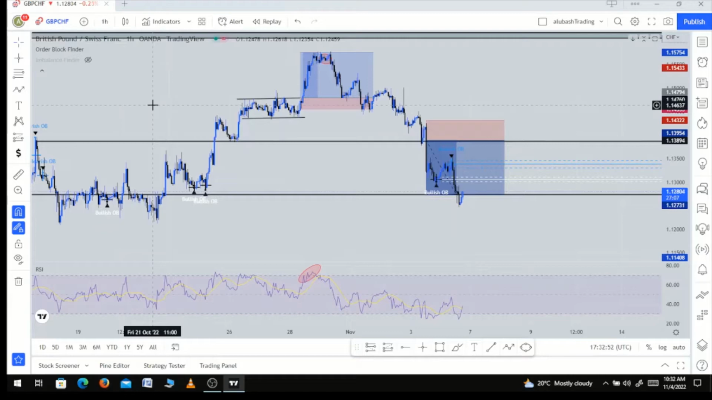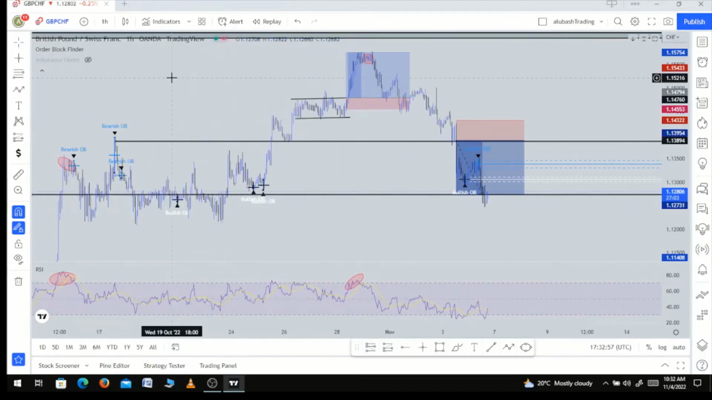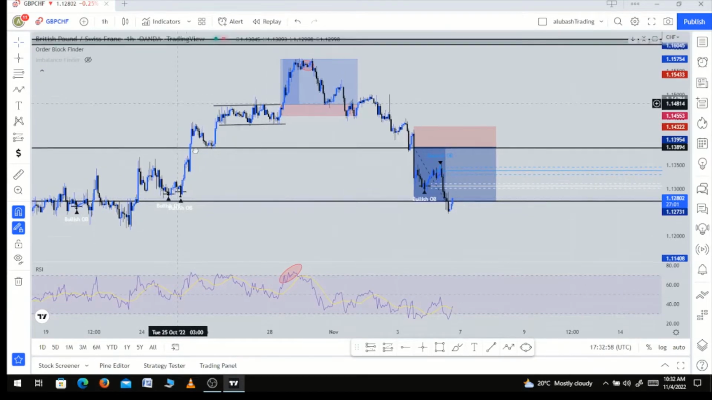So today, guys, we are going to learn how to use RSI as a confirmation to enter a trade.